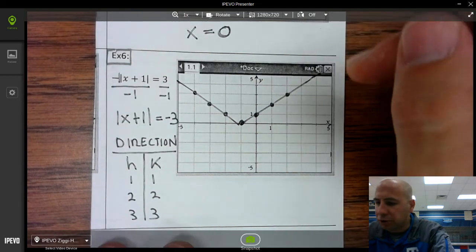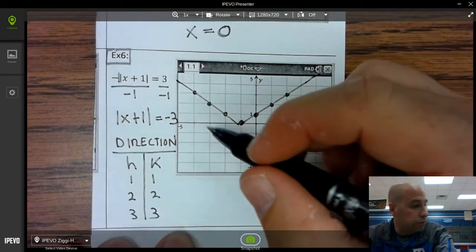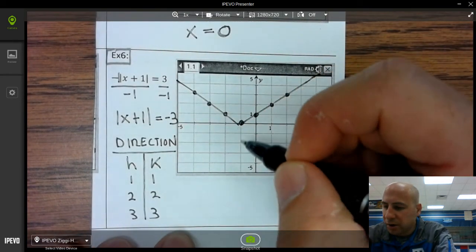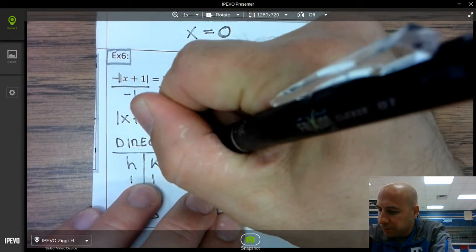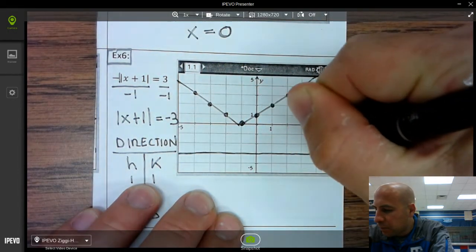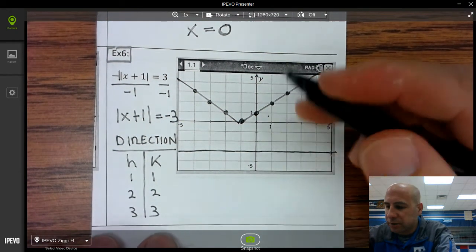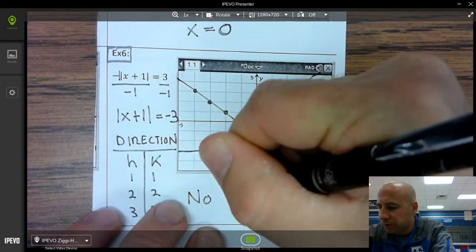All right, and then we graph the left side. Or I'm sorry, step 3 is graph the right side. So we graph y equals negative 3. So we go down 1, 2, 3. We can see that they do not intersect, so there's no solution.